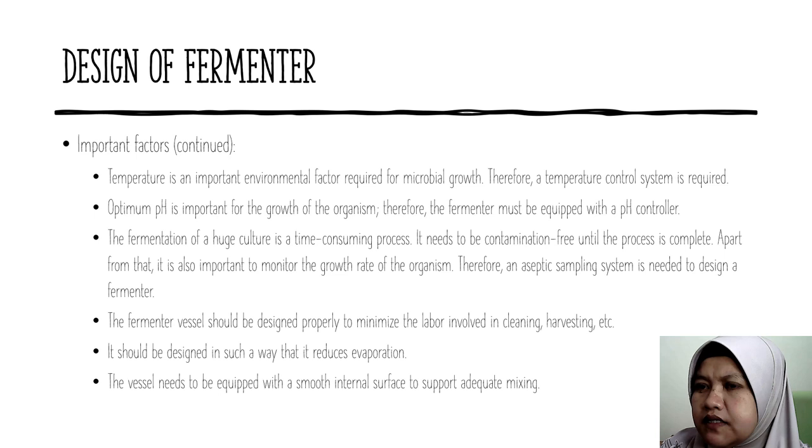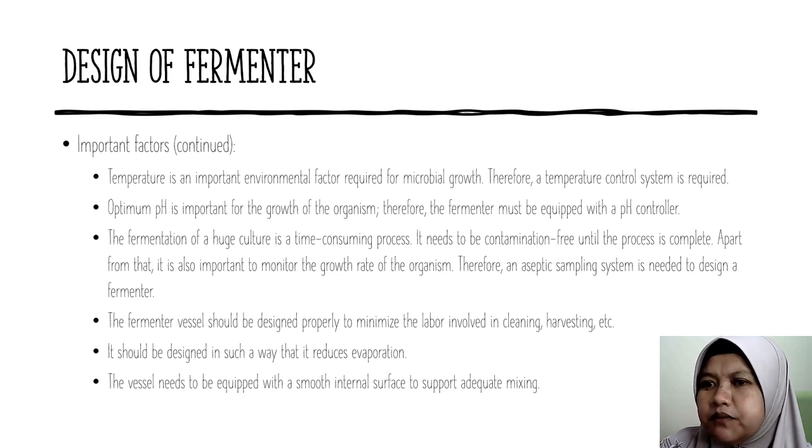So, temperature is an important environmental factor required for microorganisms. Therefore, a temperature controller system is required. Optimum pH is also important for the growth of organisms. Therefore, the fermenter must be equipped with a pH controller.